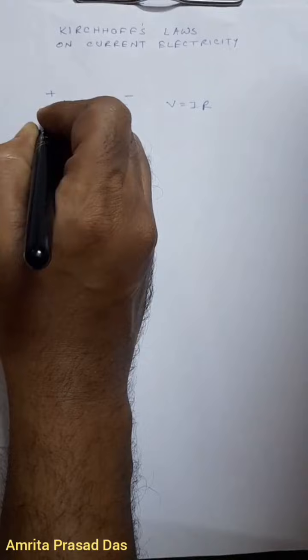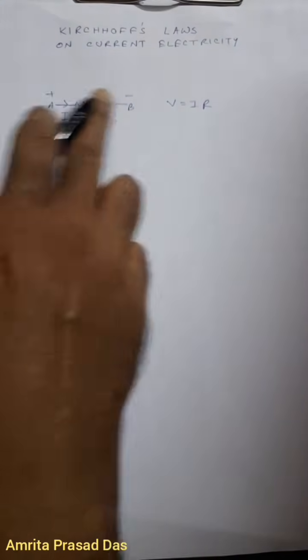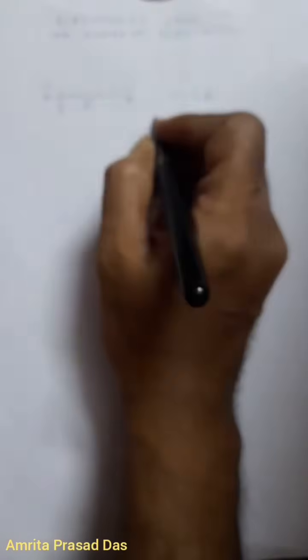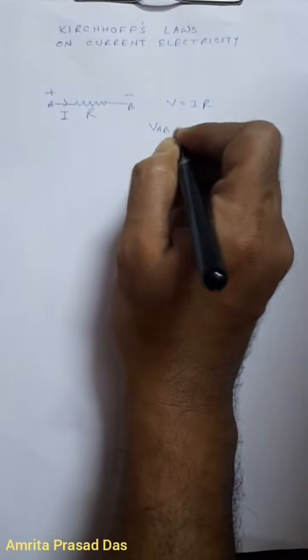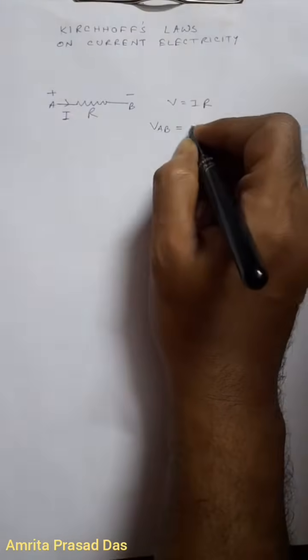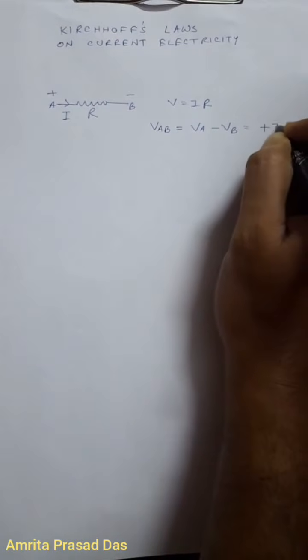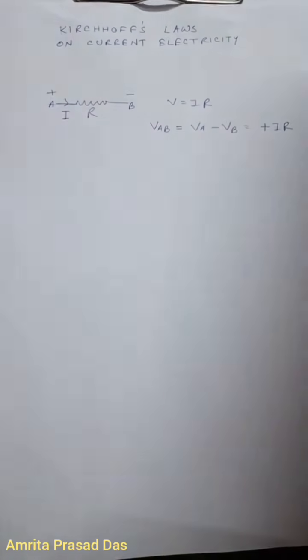That is, if we consider a resistance AB and current flows in the direction A to B, then we can say that VAB, that is the potential difference between these 2 points A and B, is equal to VA minus VB is equal to plus IR, as A is the high potential point and B is the low potential point. Therefore, VA minus VB is always positive.